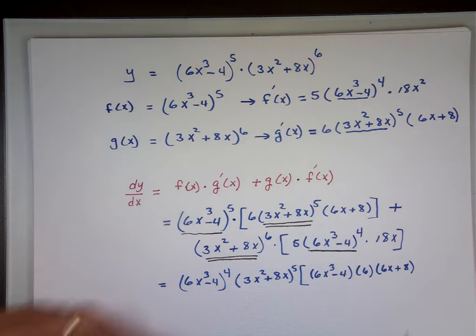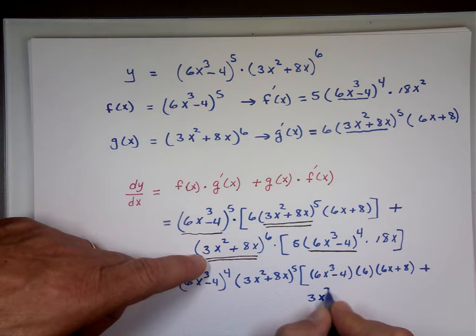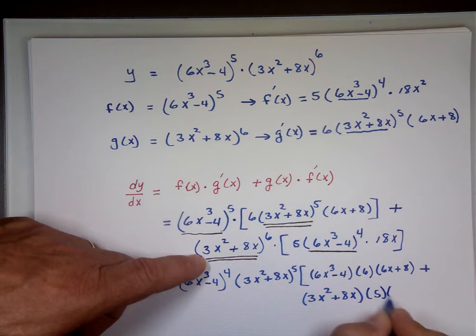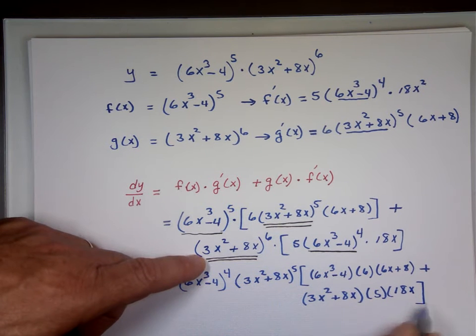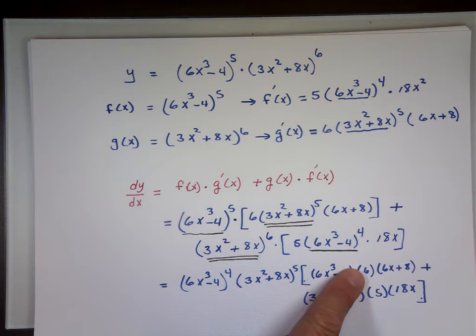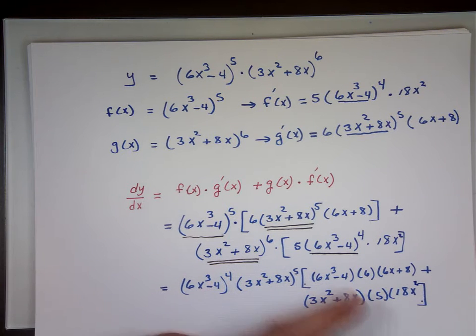Plus 6. In the other group, what's left? One of these, times what? 5 times 18x. So this one closes that one. I'm just out of space there. Notice the 18, I can divide it by 6, so you're right. I could take a 6 out, and that'll be 3 here. Yeah, that'd be 18x squared. I can pull a 6 out, then start multiplying these and look for like terms.